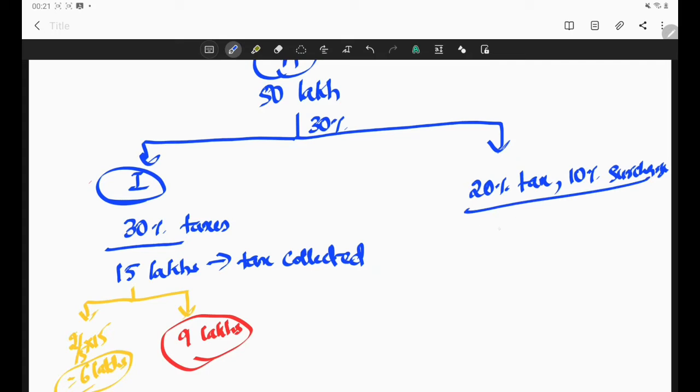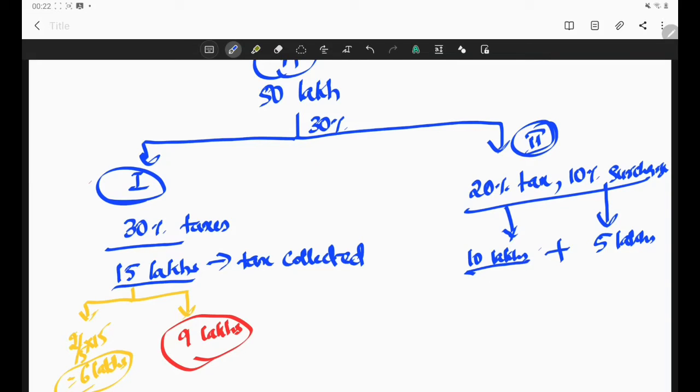So in this case what happens is, this 20% will come out to be 10 lakhs and this 10% will come out to be 5 lakhs. So instead of collecting the entire 15 lakhs as tax, in this case what the government has done is, it has collected 10 lakhs as tax and 5 lakhs as surcharge.